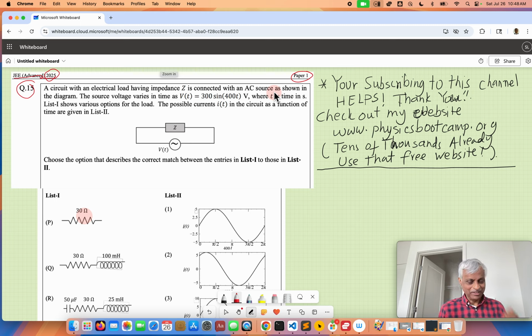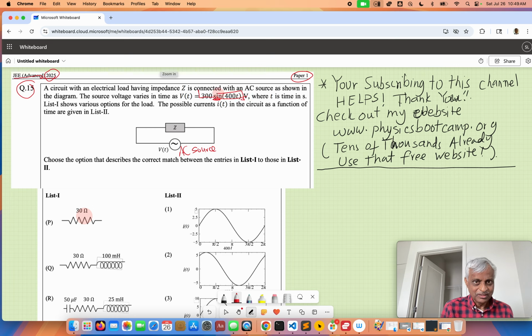We can do it several ways. I'm going to do one way to illustrate a little advanced method, which is nice to know. All right, so this is a sinusoidal AC source. Normally it's written as cosine, but this one is sine. That's fine, no problem. Sinusoidal can be sine or cosine or a combination of them.